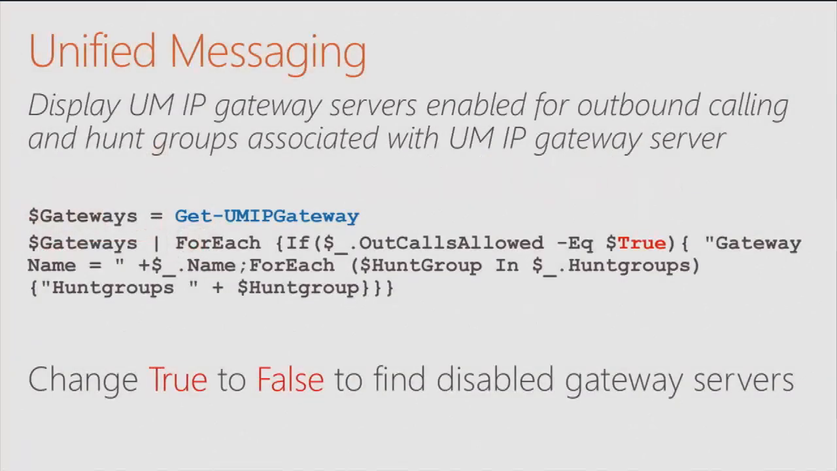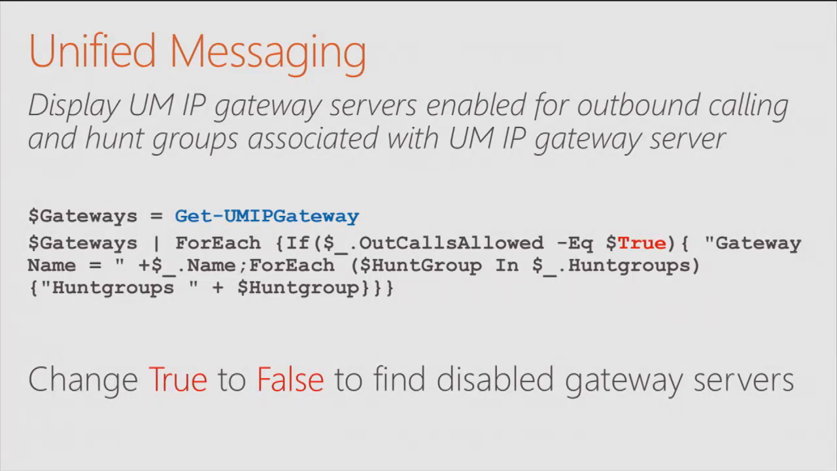Okay, some PowerShell quickies. I'm not going to go through all of these in depth, but I wanted to include them because these are things that I work with directly with customers on. So as an example, a customer wanted to find out what gateway servers they had that were all enabled for outbound calls, and they wanted to see the hunt groups associated with them. So we've got what's actually a two-liner.